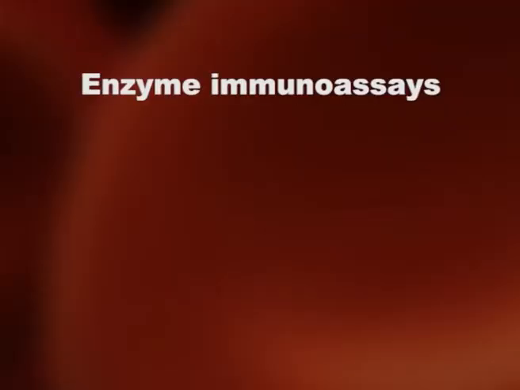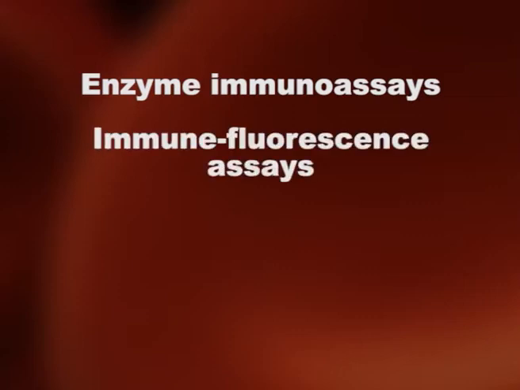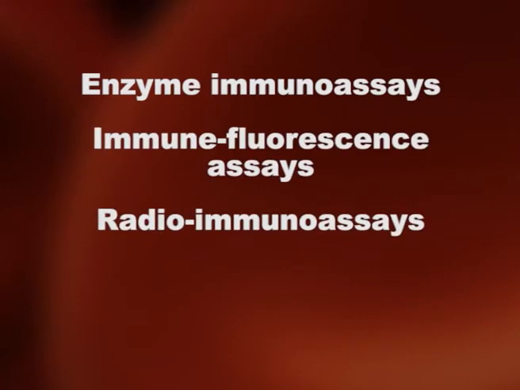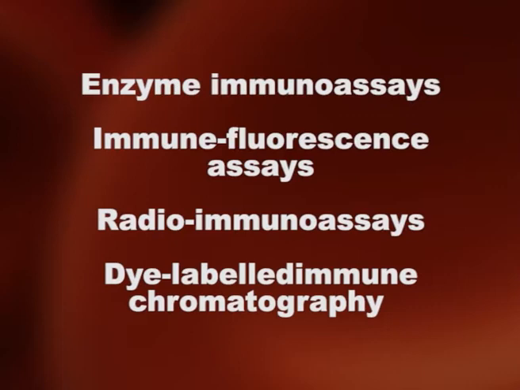Techniques such as enzyme immunoassays, immunofluorescence assays, radioimmunoassays and dye-labeled immunochromatography can measure the concentrations of antigen-antibody complexes formed by such kind of primary reactions. These techniques are the most sensitive for detecting the presence of an antigen and an antibody in a sample.